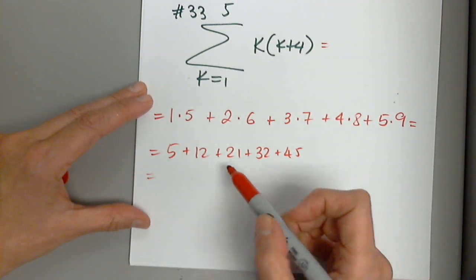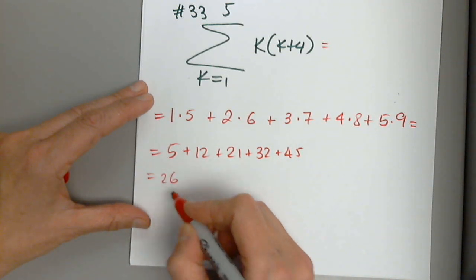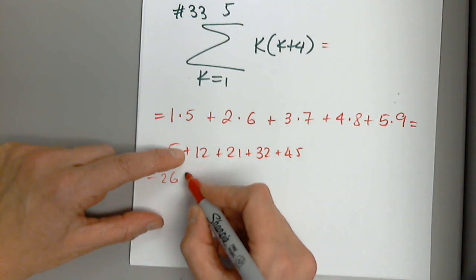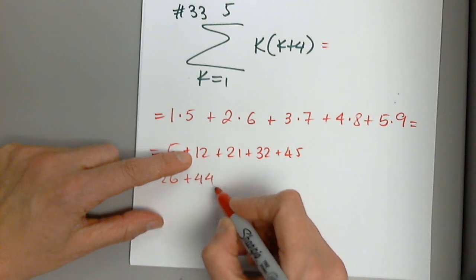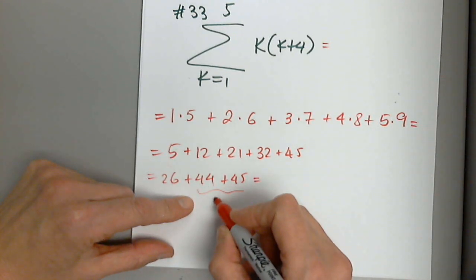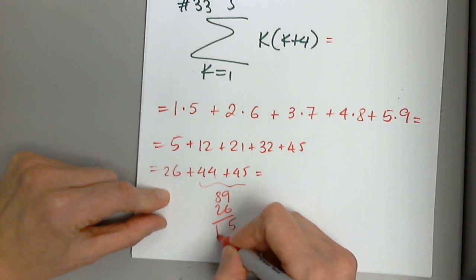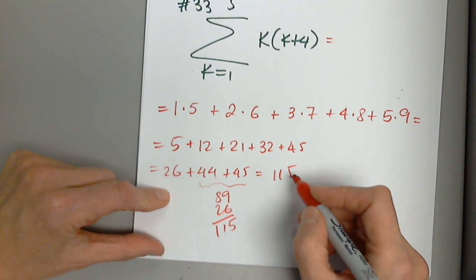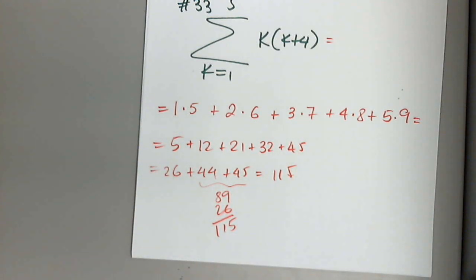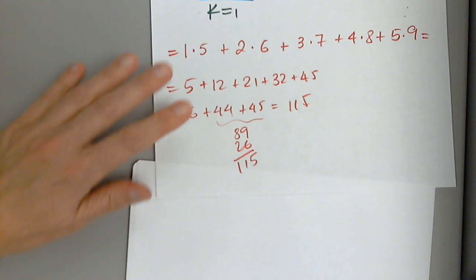Okay, so let's see what I have. 5 plus 12 is 17, plus 21 is 38, plus 32 and plus 45. So this is 89 and 26. Is it 115? So we determined the sum. Any questions? Let's look at another one.